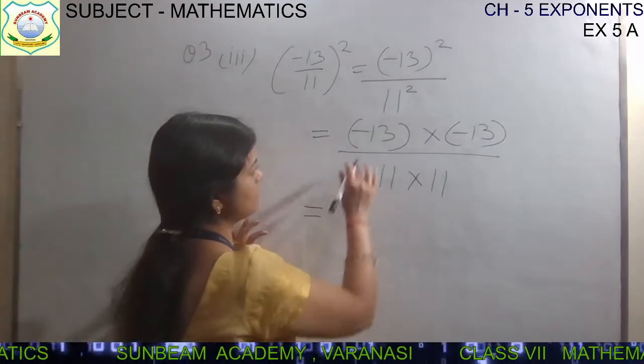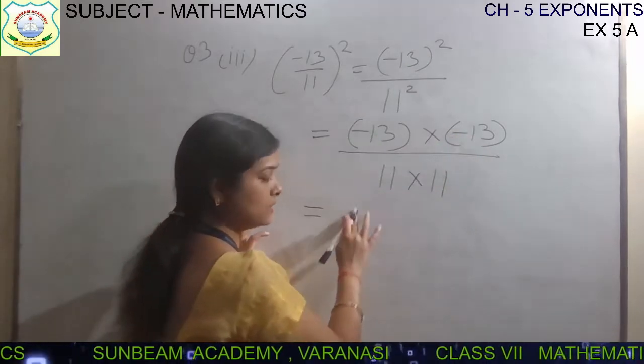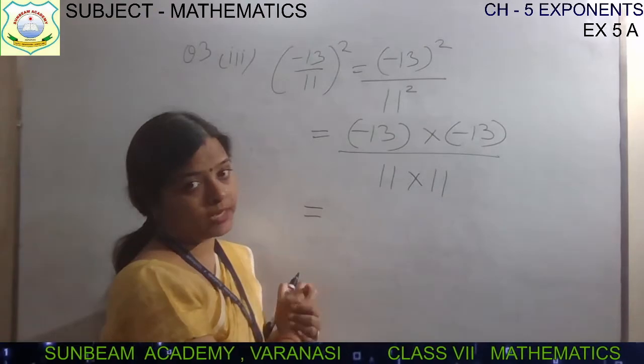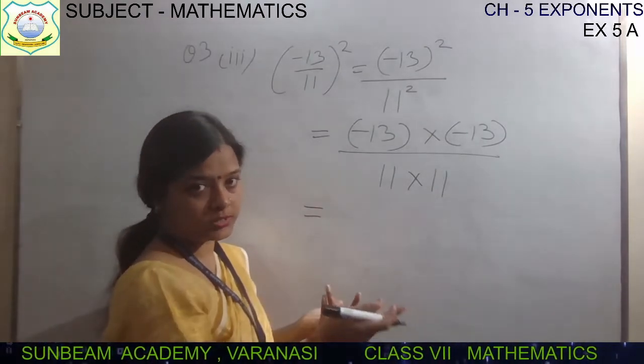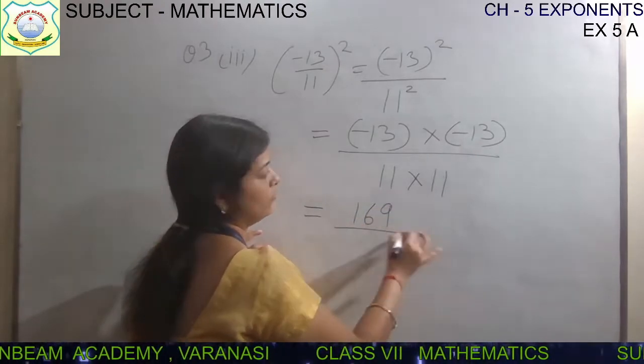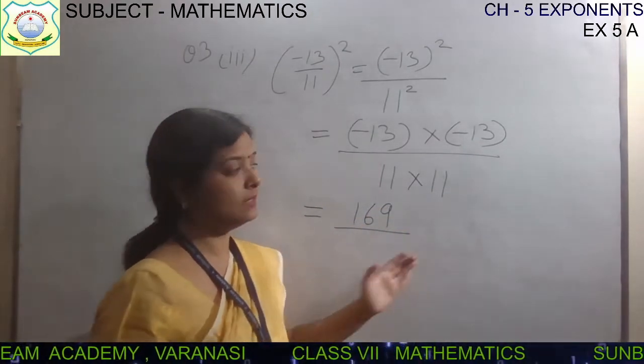So the next step is minus minus will become plus, children. Okay, two negative signs are there and it is multiplying, so positive will come. 13 into 13 is 169. If you don't know the square, you have to multiply it separately.